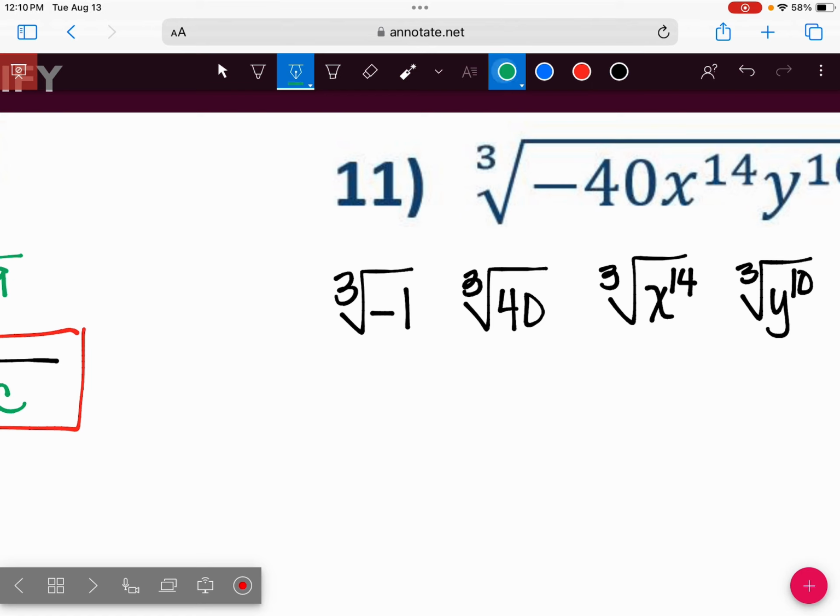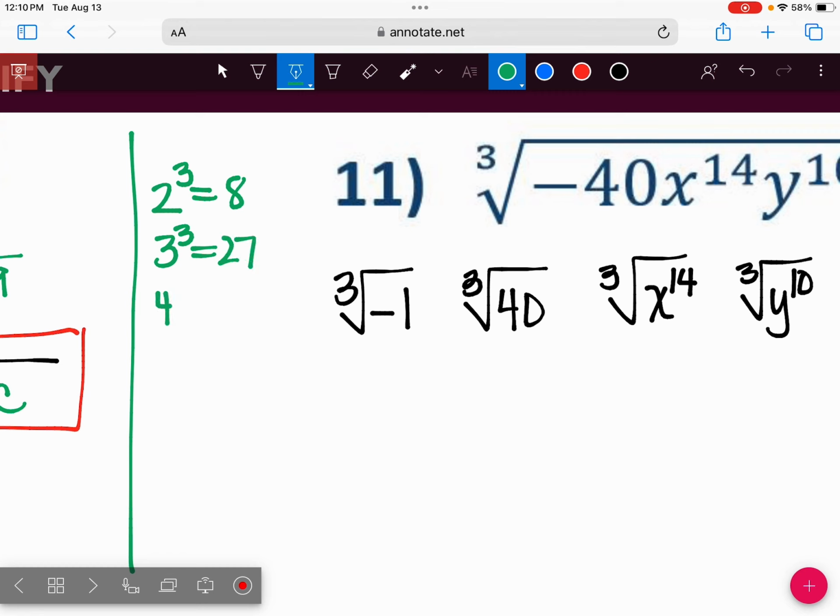If you don't know your perfect cubes, like we know our perfect squares, I actually put the perfect squares in the front of the room on the pink paper. But if you don't know your perfect cubes, you can always make a short little list. Like 2 to the power of 3 we know is 8. I know 3 to the power of 3 is 27. I know 4 to the power of 3 is 64. And that's really all you need. You don't need to go much further.